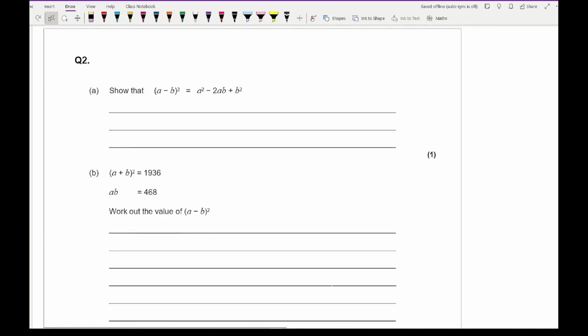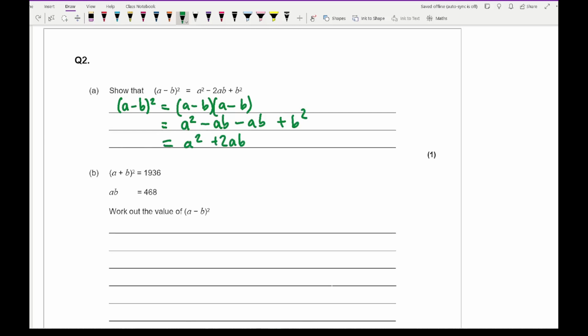Moving on to question 2, it says show that (a minus b) squared equals a squared minus 2ab plus b squared. So looking at the left hand side, well that equals (a minus b)(a minus b). Then if I use my brackets or any way of doing it, I end up with a squared minus ab minus ab plus b squared, which equals a squared minus 2ab plus b squared, which is what they wanted me to show.